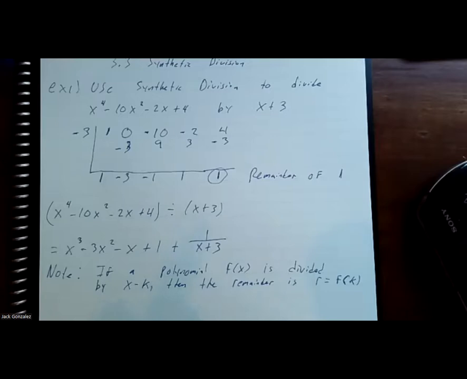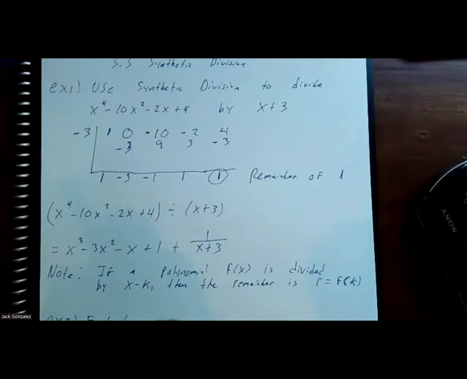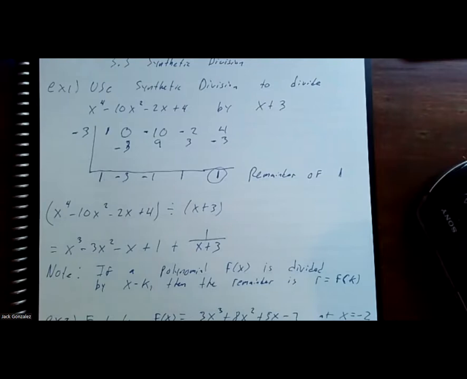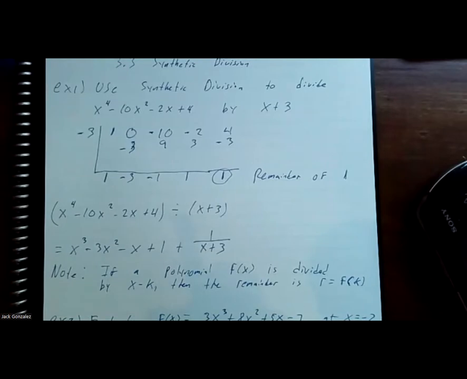Okay. So in the homework, they might ask you, you know what, evaluate this at x equals -2. Evaluate f of x equals 3x cubed plus 8x squared plus 5x minus 7 at x equals -2. So what that means is you're going to divide by -2 and see what the result is.